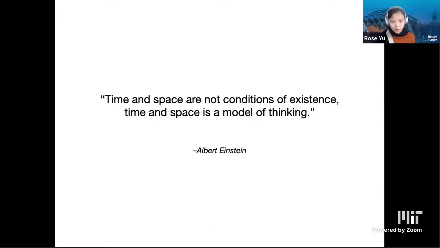Finally, there is a quote that I really like. It's from one of my favorite physicists. He said, time and space are not conditions of existence. Time and space is a model of thinking. So hopefully after my talk today, I can get you to think a little bit more in the model of time and space and contribute to this exciting field of spatiotemporal modeling, right?